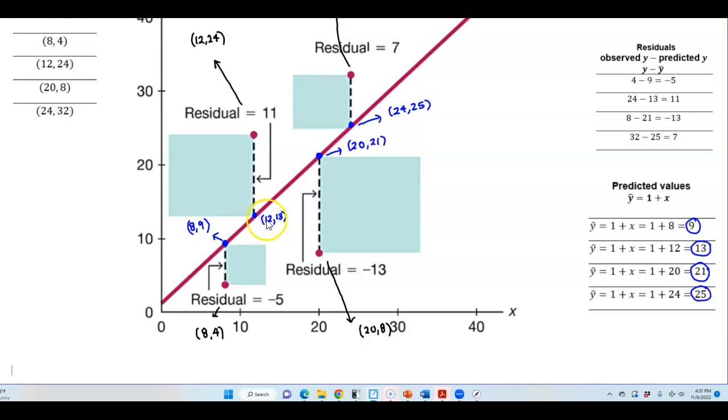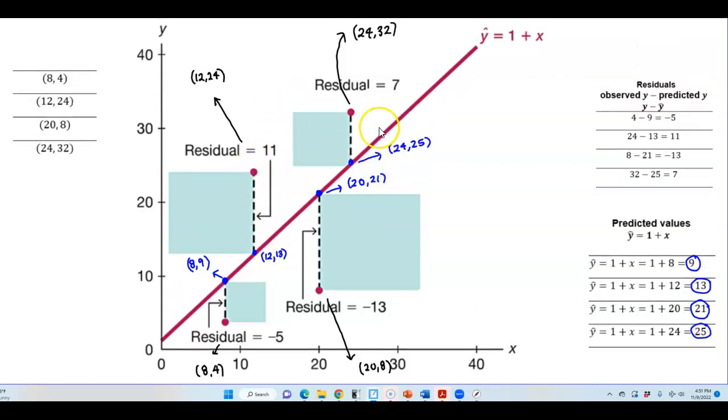Same thing with this point here. This is (12, 13). Now this point is above the line, so 24 minus 13 gives us +11. So the distance from this point on the line to that point is 11. And then likewise with (24, 25), there's that point. The actual observed value is (24, 32). 32 minus 25 gives us a residual of 7. So that's what that means: the distance from the observed points to the predicted points on that line.